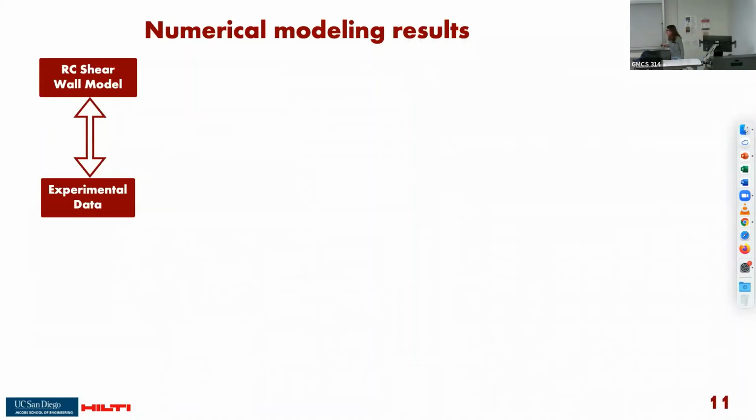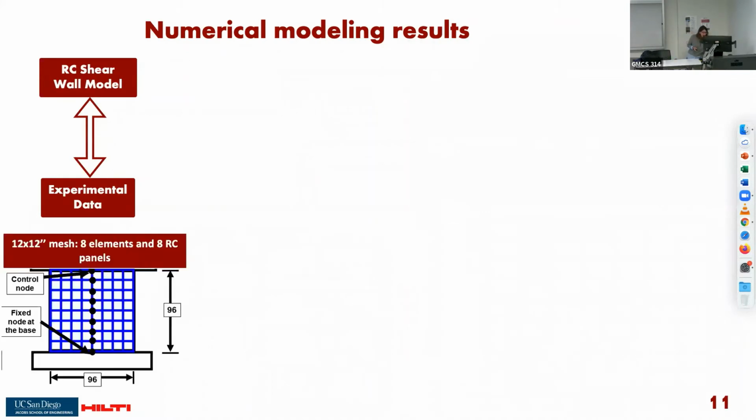So, as we said before, having experimental data will help us improve numerical models and vice versa. This is an example of the mesh that I used for my low aspect ratio wall. I considered 8 elements along the height and 8 elements along the length. So these elements were 12 inches by 12 inches. You can select the dimensions based on what results you want to get. And the geometry is simply defined by the coordinate of the central node. So the geometry of this wall is literally the coordinate of this node here. And we define a fixed node at the base that simulates the foundation that doesn't move, and a control node at the top. This is where we apply the displacement history.